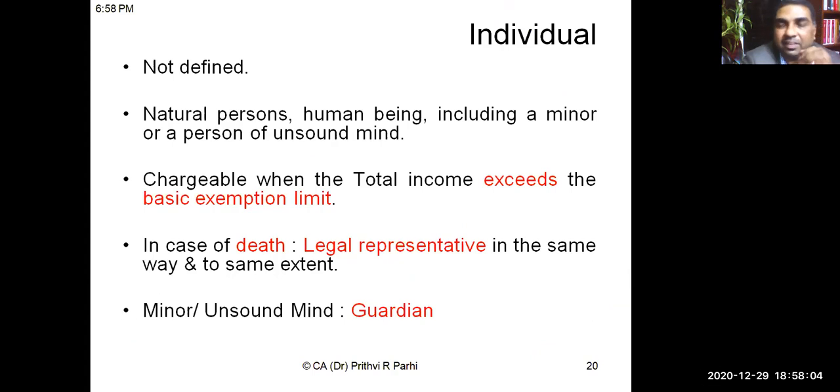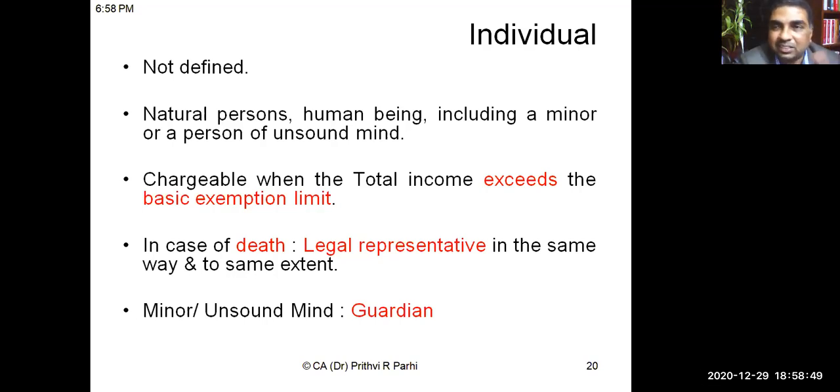Now, individual, who is an individual? Individual has not been defined under income tax law, right? But we have to consider the natural meaning or the normal meaning. Normal meaning means natural persons, human beings like you and me. All of us are individuals. Even minor children and persons of unsound mind all constitute individuals, and they are chargeable to income tax if the total income exceeds the basic exemption limit. That means if the total income exceeds the maximum amount which is not chargeable to tax, that person will be liable to pay tax.